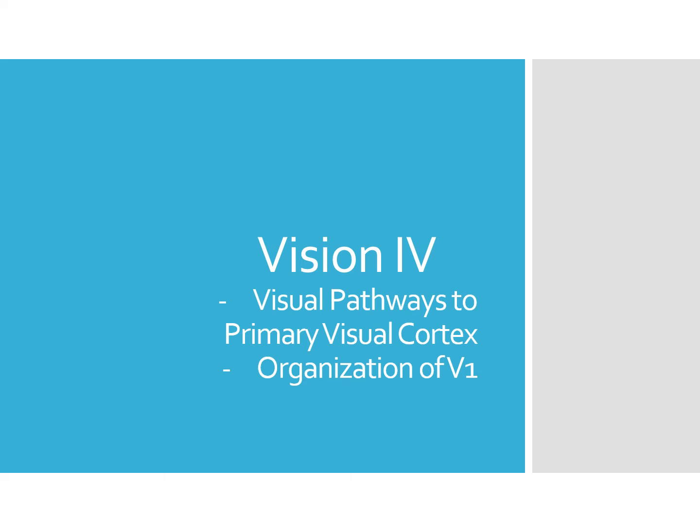In this fourth part of vision, I'm going to get into the brain, and we're going to talk about the visual pathways through the brain to the primary visual cortex, which is our first higher level, so cortical, area for processing vision. We usually call it a visual receiving area. And then we're going to talk about the organization of V1, which is the primary visual cortex.